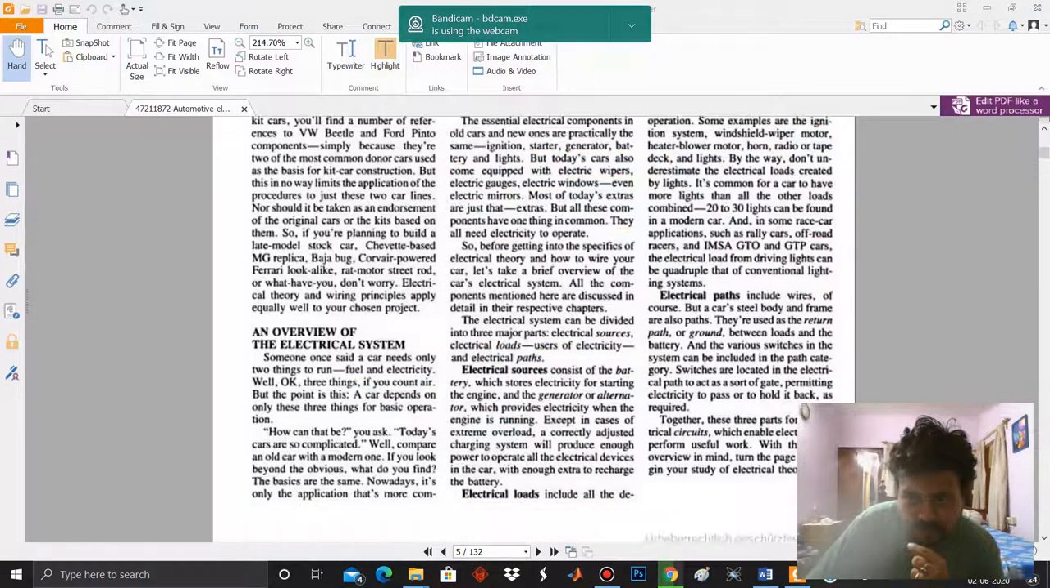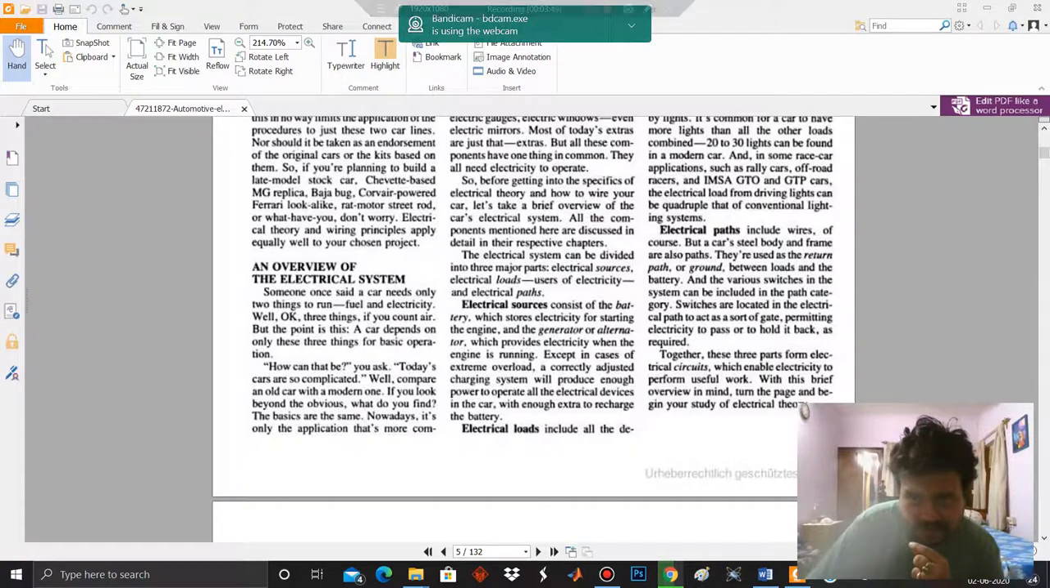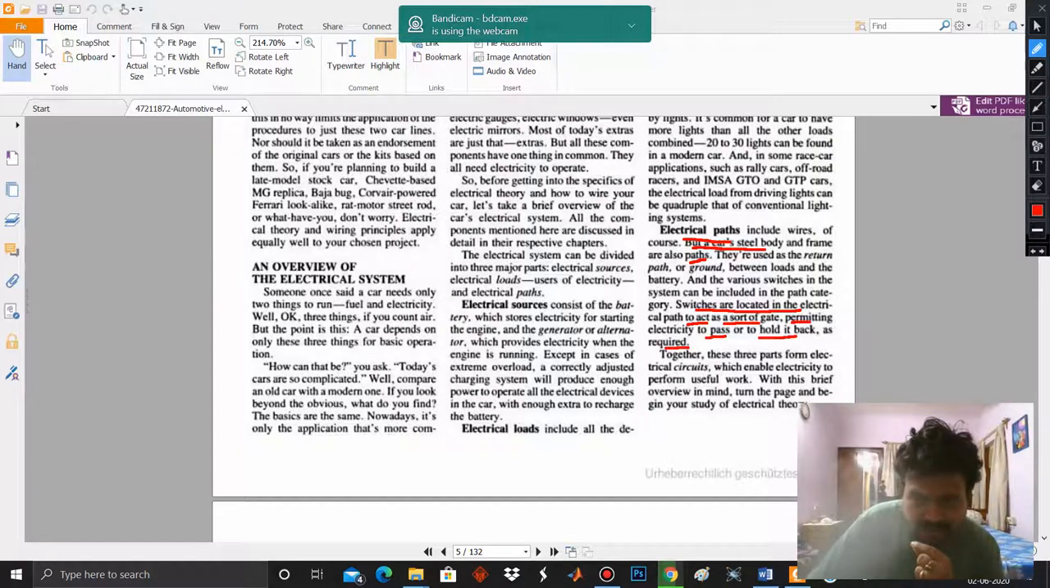So now, let us come to the electrical paths, the streamline of power. Electrical paths include wires, of course, but a car's steel body and frame are also paths. They are used as the return path, or ground, between the loads and the battery, and the various switches in the system can be included in the paths category. The switches are located in the electrical path. They act as a sort of gate, permitting electricity to pass or holding it back as required. Together, these three parts form the electrical circuits which make electricity perform useful work.